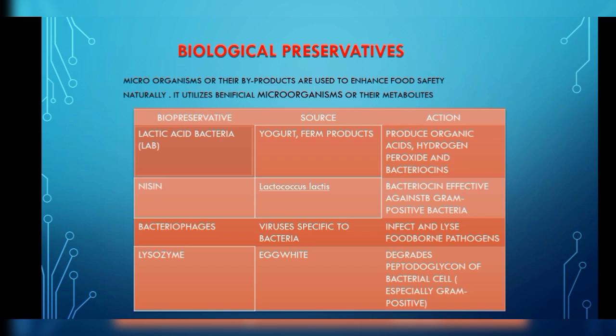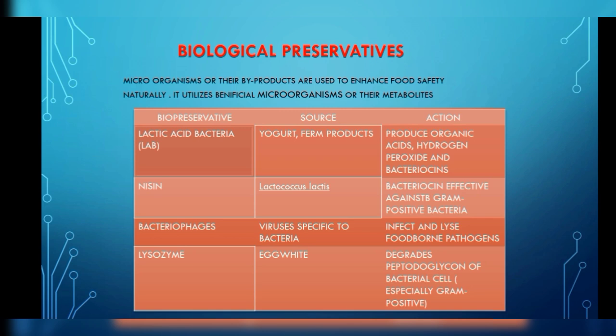Lactic acid bacteria produce organic acids, hydrogen peroxide and bacteriocins. Nisin, a bacteriocin, is effective against gram-positive bacteria. Bacteriophages infect and lyse foodborne pathogens. Lysozyme degrades the peptidoglycan of bacterial cells, especially gram-positive. These are some common food preservatives.